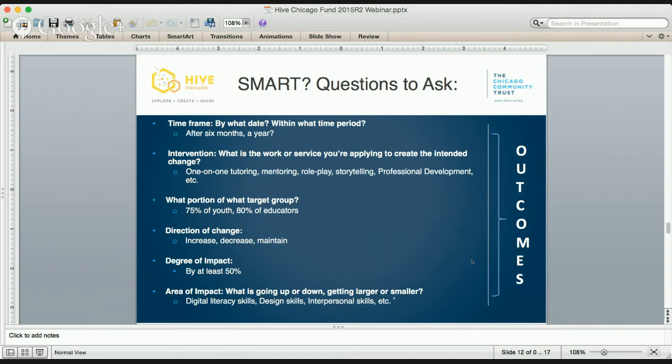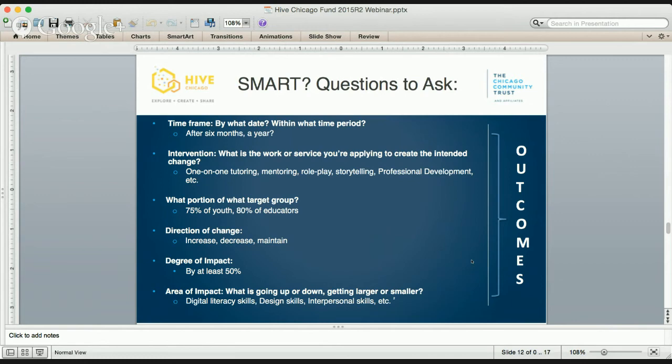Okay, and then the next two are degree of impact. So by what percentage is that degree of impact going to happen? Is it going to be a 50% increase? Is it going to be a 50% decrease? Is it going to be maintaining 50% of those participants? So, things to keep in mind.